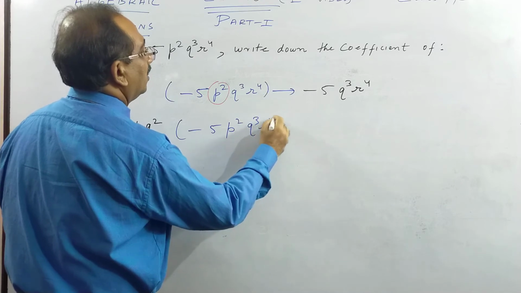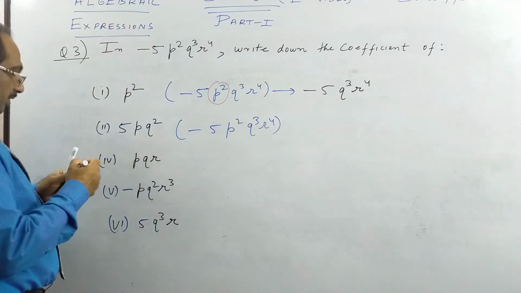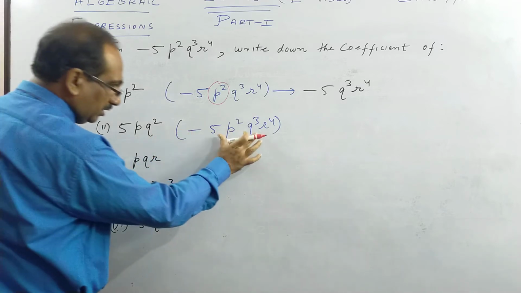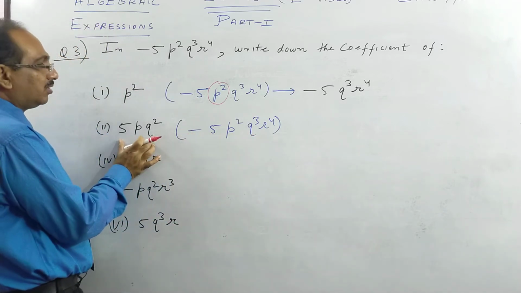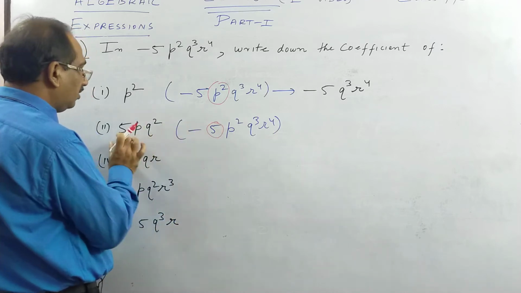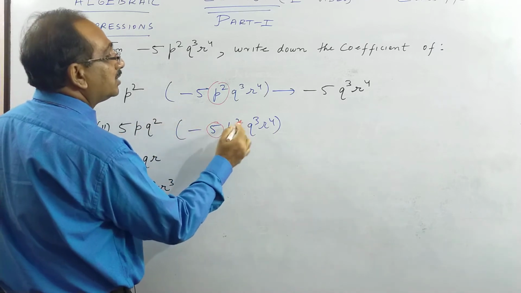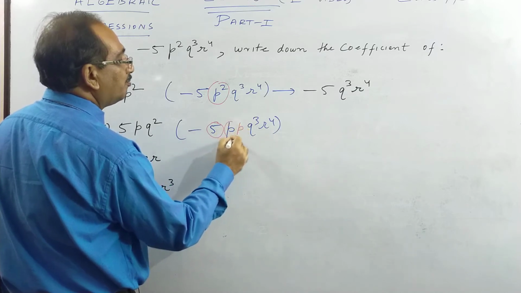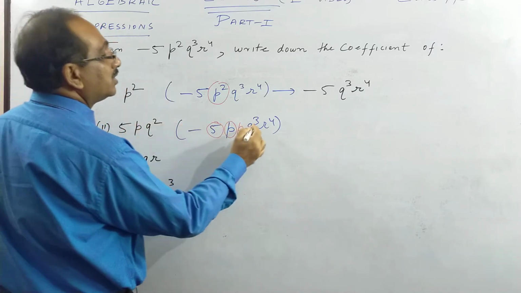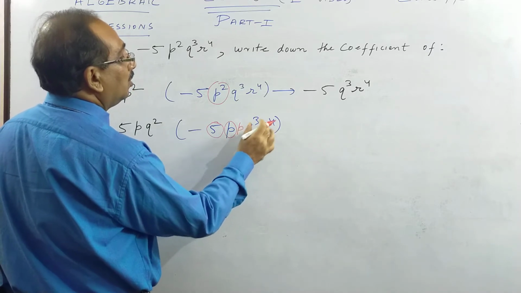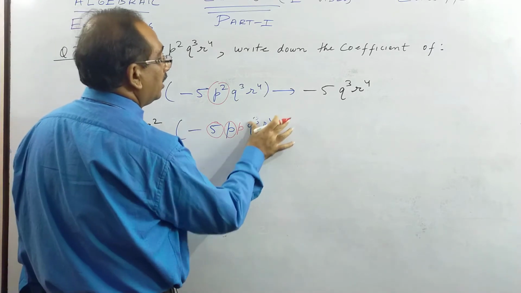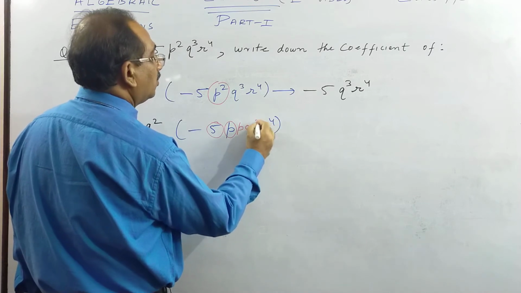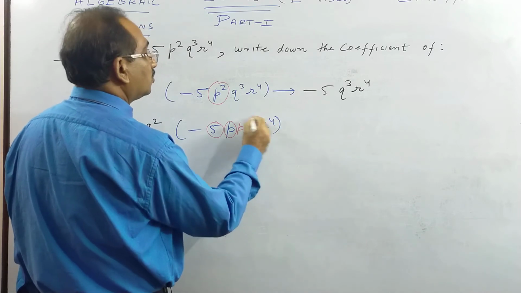Okay. So what is the coefficient of this? We leave this. So 5 you leave. P square means there are 2 p's, you can try to understand. Square means 2 p's, so 1 p you leave. Q cube means there are 3 q's, so this you can understand to be q cube. I can write as q into q square. So you also leave this.